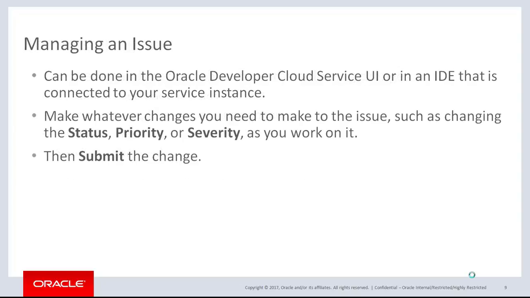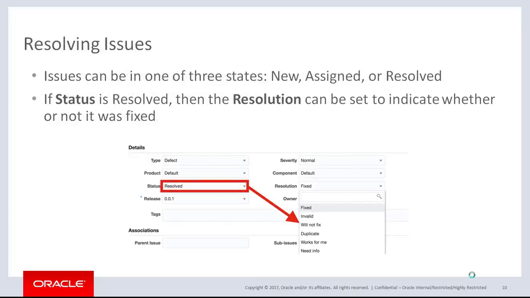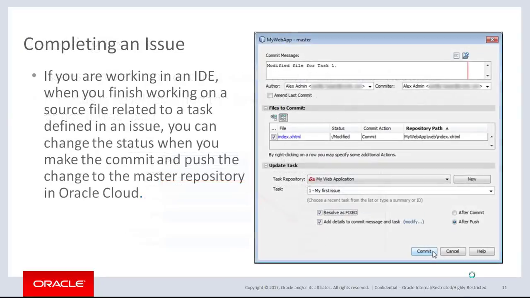Issues can be managed in the Oracle Developer Cloud Service UI or in an IDE that is connected to your service instance. Make whatever changes you need to make to the issue, like changing the status, priority, or severity as you work on the issue, and then submit the change. Issues can be in one of three states: new, assigned, or resolved. If a status is resolved, then the resolution can be set to indicate whether or not it was fixed.